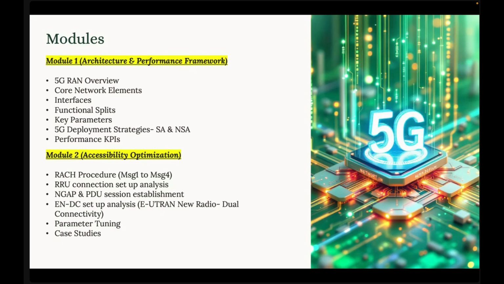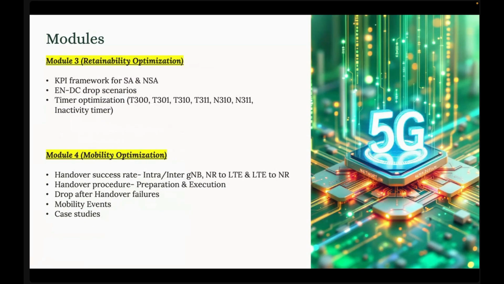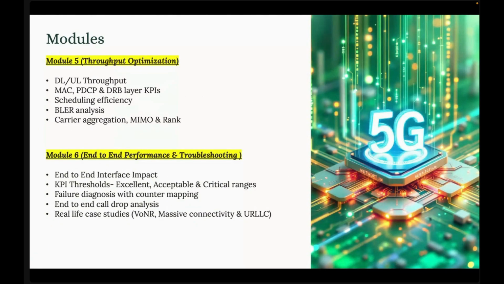Depending on the demand or the concepts I come through, I'll add some extra parts in module 1. But these are just the broad points which I have covered in order to kick off this session with module 1. So: 5G RAN overview, core network elements, interfaces, fourth is functional splits, fifth is the key parameters, sixth is the 5G deployment strategies for standalone as well as non-standalone, and last but not least the 5G performance KPIs. These will be part of module 1. Then subsequently, we will go for the individual KPI analysis: accessibility, retainability, mobility, integrity, throughput, and last but not least, end-to-end performance troubleshooting.